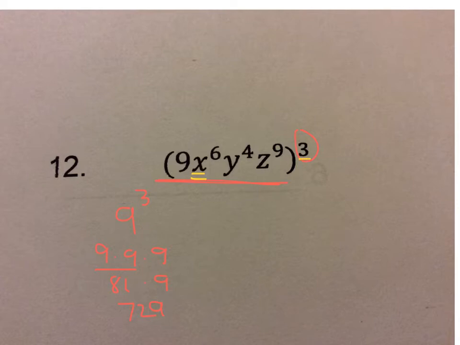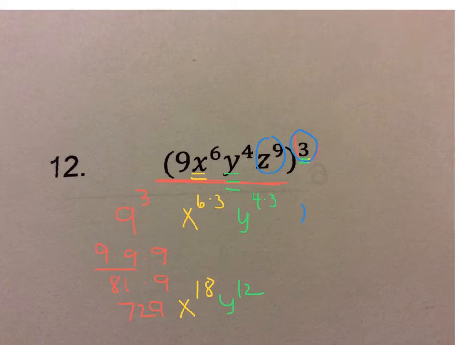Okay, now we're going to start with our x. X to the 6th raised to the third is going to be x to the 6 times 3. That's x to the 18th. Now we're going to do our y's. Y to the 4th, to the third is y to the 4 times 3. So that's y to the 12th. And then we have z to the 9th raised to the third power. So z to the 9 times 3 is z to the 27. So our final answer to number 12 is 729 x to the 18th, y to the 12th, z to the 27th.